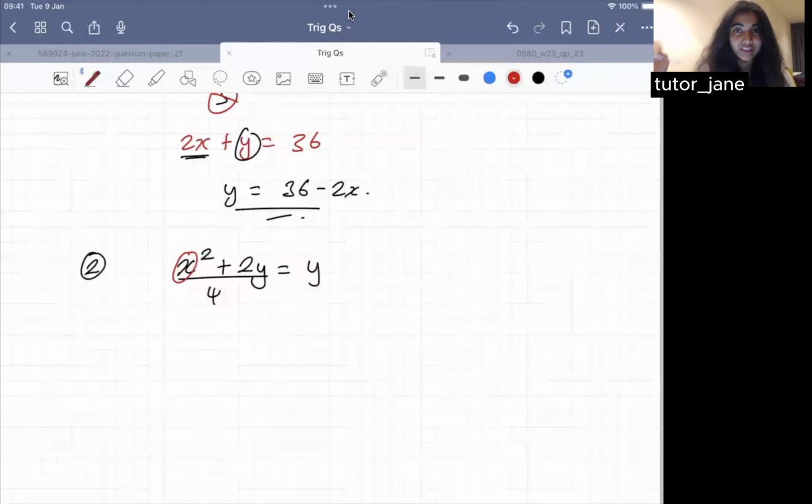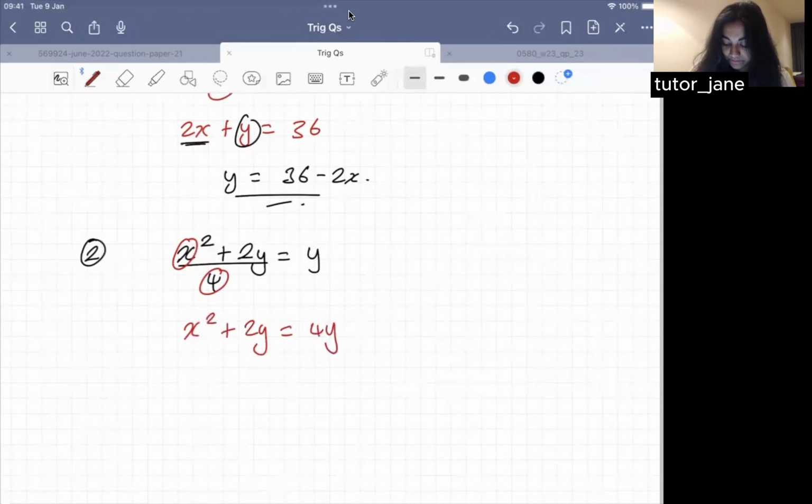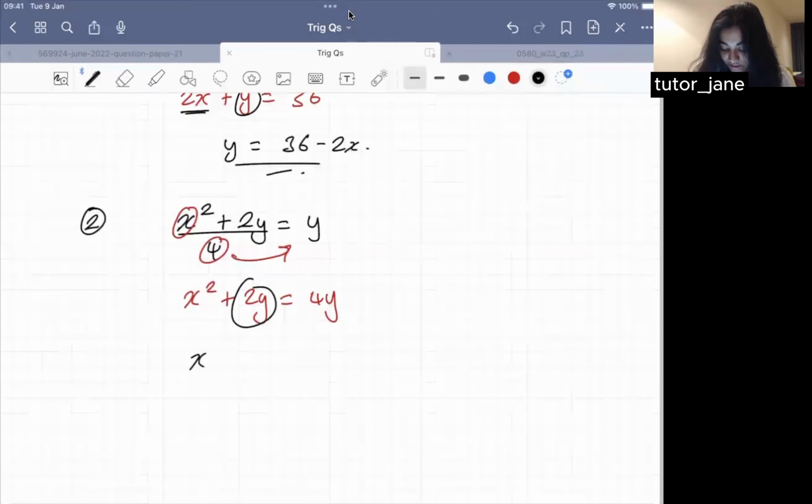So again, to get the x on its own, we're going to get rid of everything else around it. So there's a 4 down here, so I'm going to get rid of the 4 by multiplying both sides by 4. So I get x squared plus 2y equals 4y. Yep. So the 4 is going to go up there. We have a 2y over here, and it's currently x squared plus 2y. So we're going to get rid of the 2y by taking it away from both sides. So we're going to get x squared equals 4y minus 2y.